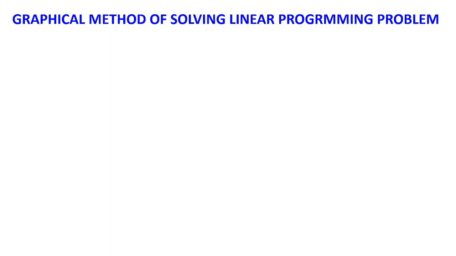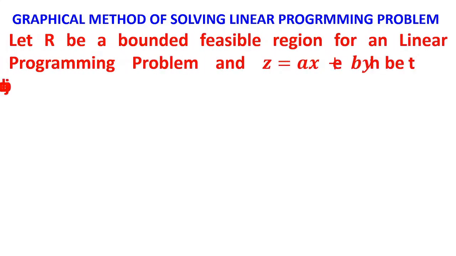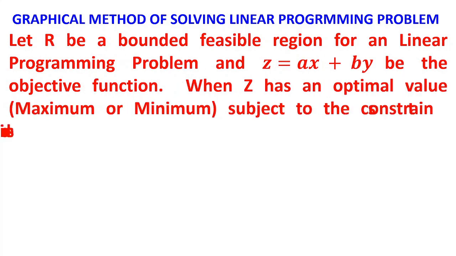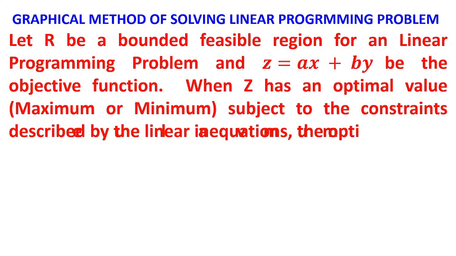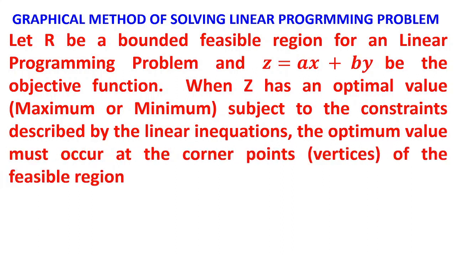Let us see the graphical method of solving a linear programming problem. Let me take an objective function which is a linear equation in 2 variables, that is Z = ax + by, and let me consider that the feasible region is a bounded region. It is an optimal value subject to the constraints described by the linear equations. The optimal value must occur at the corner points of the feasible region. Suppose it is a bounded region, the optimal value, whether it is maxima or minima, will be at the corner points or the vertices.